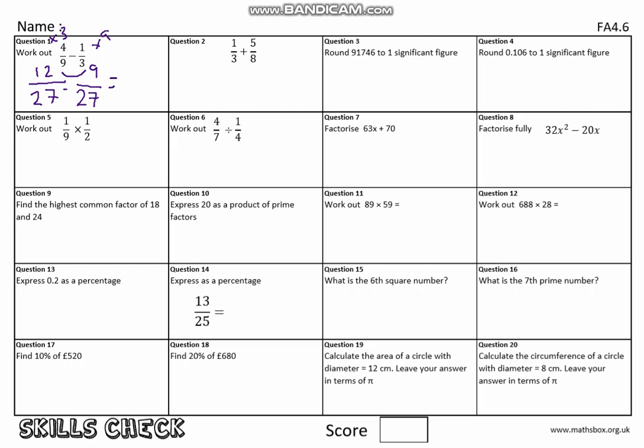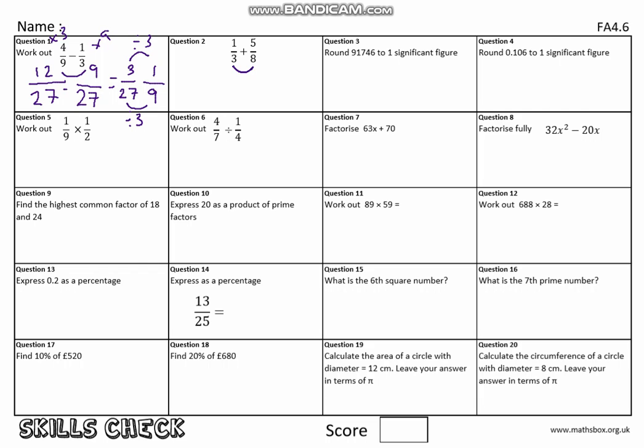Okay, so then we're going to just subtract the numerators. So 12 minus 9 is 3, and that's over 27. But that's not simplified because we can divide both of these numbers by 3. So we're going to do the same to the top as the bottom. So we would get 1 over 9 as our final answer. Okay, so 1/9. Next one says a third plus 5/8.